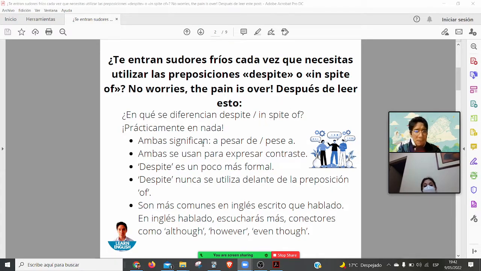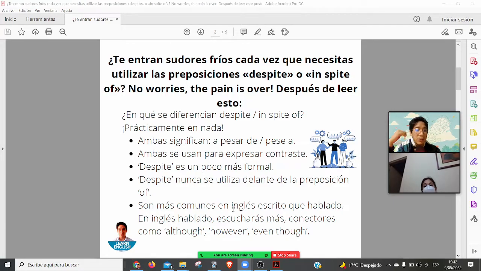Prácticamente en nada. Ambas significan "a pesar de" o "pese a". Ambas se usan para contraste. Despite es un poco más formal. Despite nunca se utiliza delante de preposiciones como of. ¿Te acuerdas? Nunca vayas a poner despite of, sino que despite va solito. Son más comunes en inglés escrito que hablado.